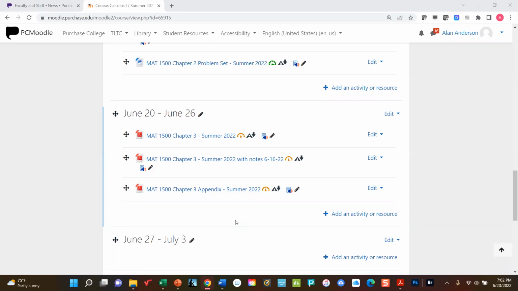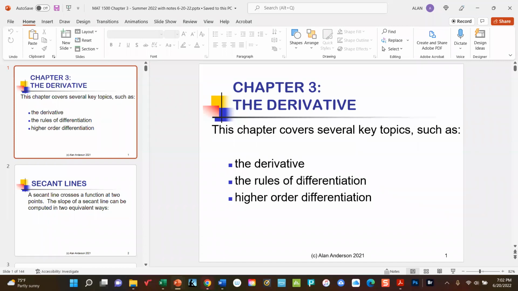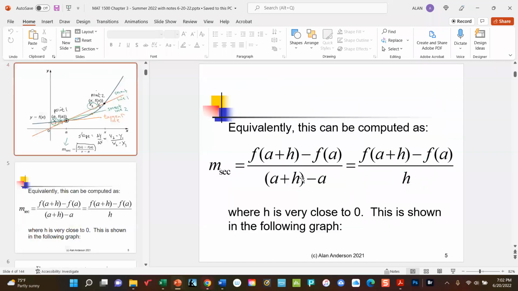Some of the topics in the chapter 3 appendix are very straightforward, and one or two of them are actually quite messy, so we'll see how that goes. In the meantime, what I'd like to do is quickly go back and revisit some of the topics that we looked at the other day, specifically chapter 3, the rules of differentiation.